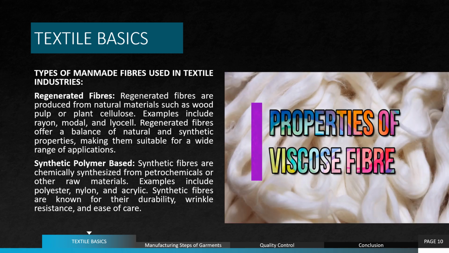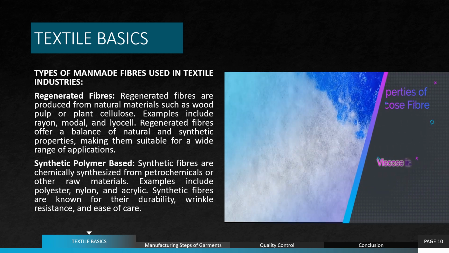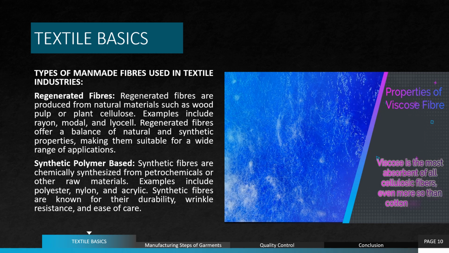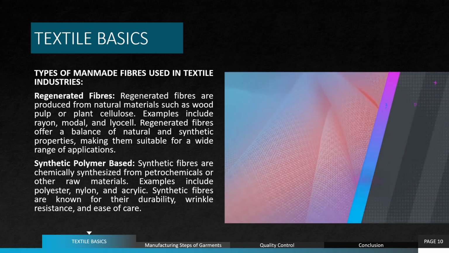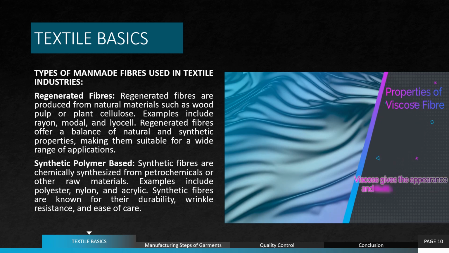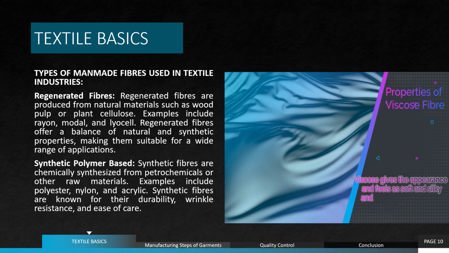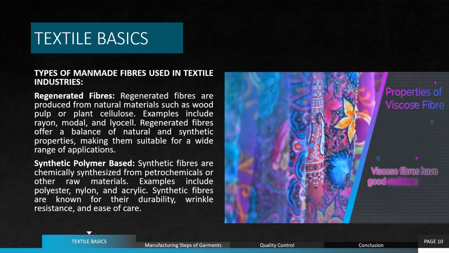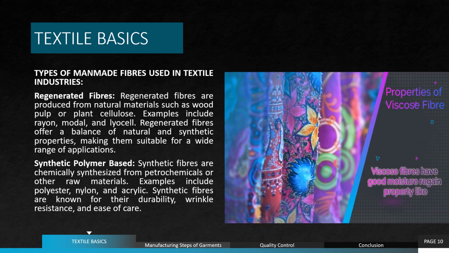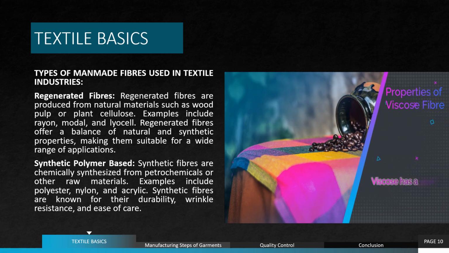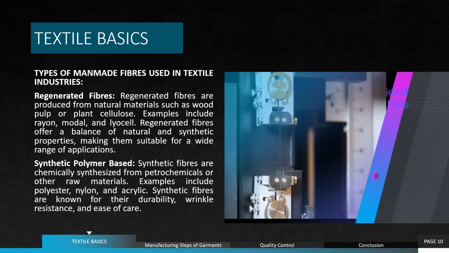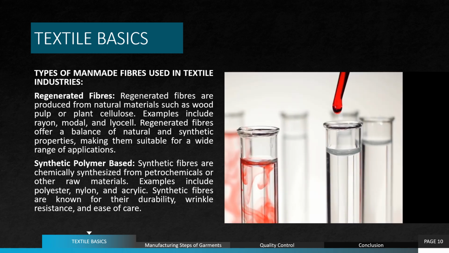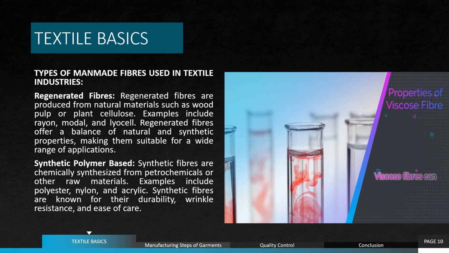Properties of viscose fiber. Viscose is the most absorbent of all cellulosic fibers, even more so than cotton or linen. Viscose gives the appearance and feels so soft and silky and very comfortable to wear. Viscose fibers have good moisture regain property like cotton fibers. Viscose has a good drapeability property. It has good tensile strength and abrasion-resistant properties. Viscose fibers can be easily dyed in several colors.